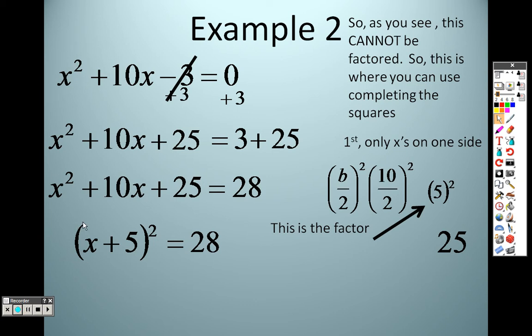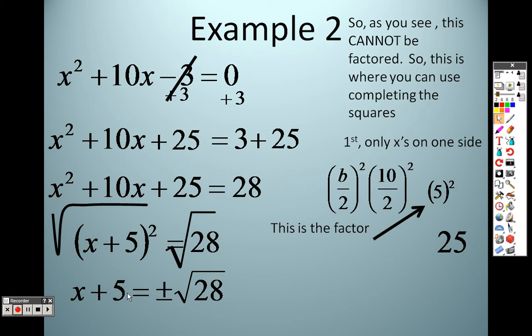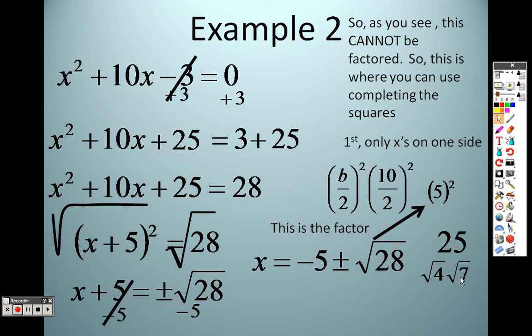Now you can solve it because now you can do what we did in 5.3. You can square root both sides to get x plus 5 equals plus or minus the square root of 28. It's like what we did with solving roots in 5.3. We can subtract 5 on both sides to get x equals negative 5, because remember that goes out in front, plus or minus square root 28. And I can simplify that into root 4 and root 7, because 4 times 7 is 28, and root 4 becomes 2. So I end up with negative 5 plus or minus 2 root 7. So by completing the squares, I can factor now by finding the roots.